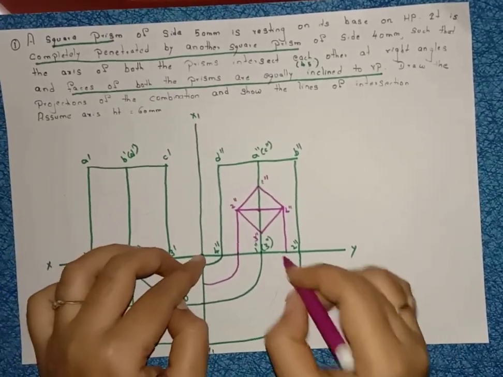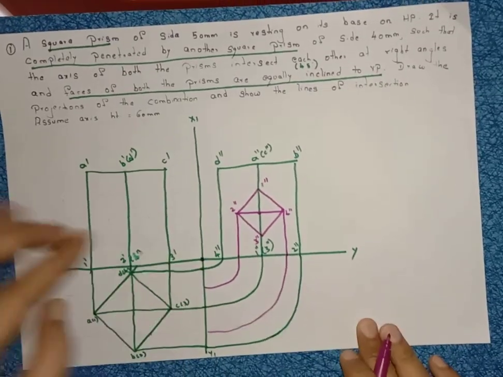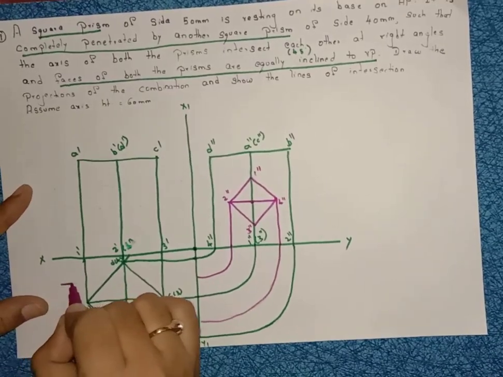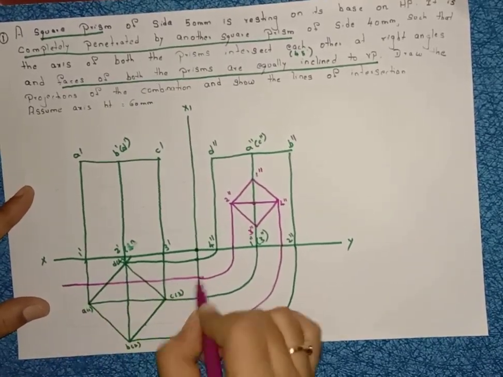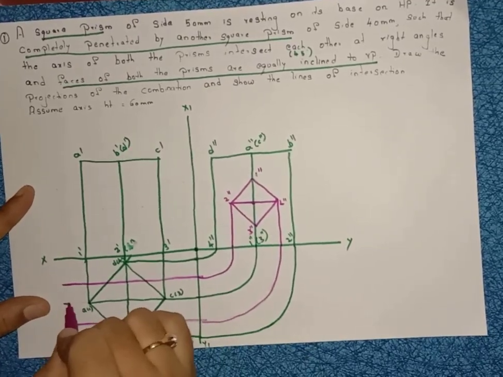Same, I am keeping compass here, taking this distance, and drawing an arc here. Right? So, I am drawing a straight line of any length first.